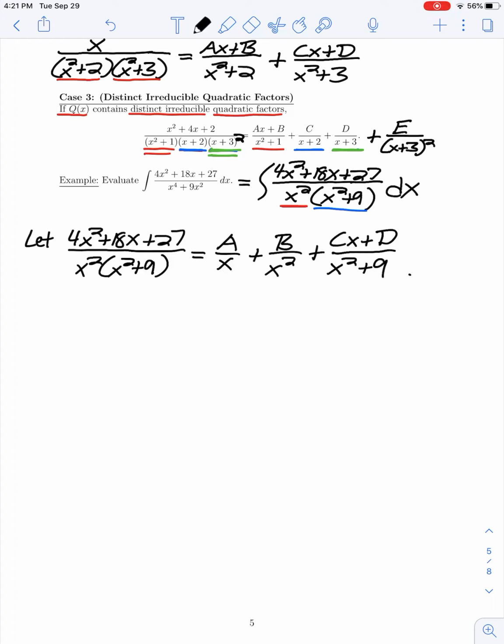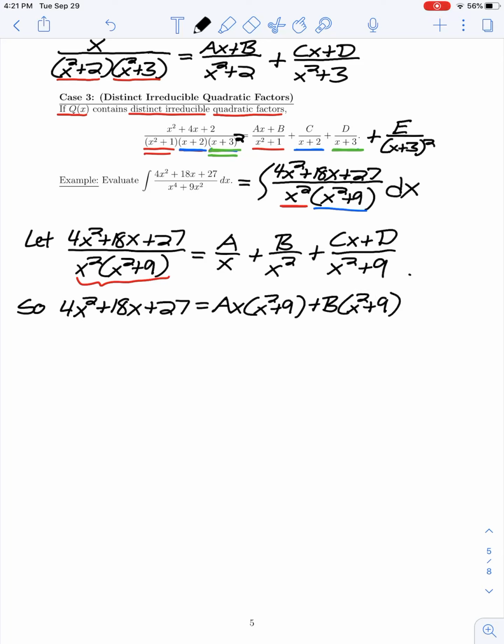So as with our earlier examples, to solve for these constants, a, b, c, and d, we can multiply both sides of this equation by the common denominator, x squared times x squared plus 9. And we would be left with 4x squared plus 18x plus 27 is equal to a times x squared plus 9, plus b times x squared plus 9, plus the cx plus d term times x squared.